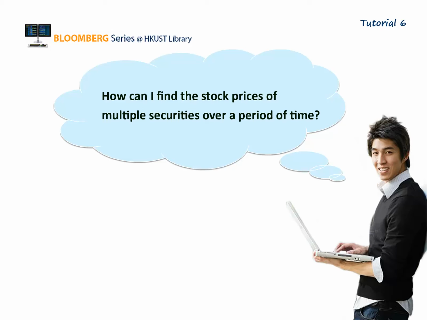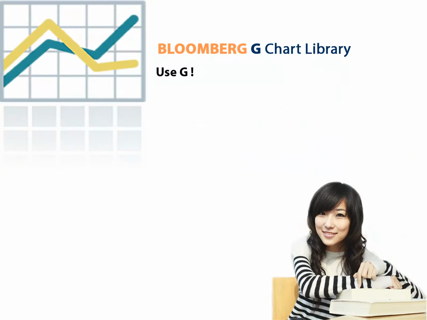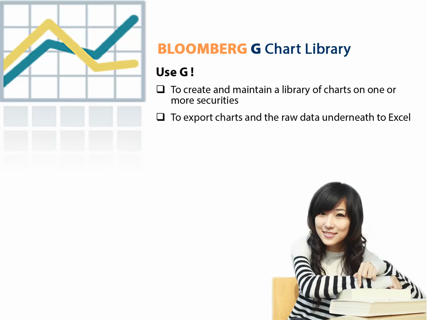How can I find the stock prices of multiple securities over a period of time? Well, watch this video to find out. Use G. It's a function code for the chart library that lets you create and maintain your own library of charts on one or more securities. G also allows you to export a chart and the raw data underneath to Excel very easily. Here's how to create a custom chart with G.